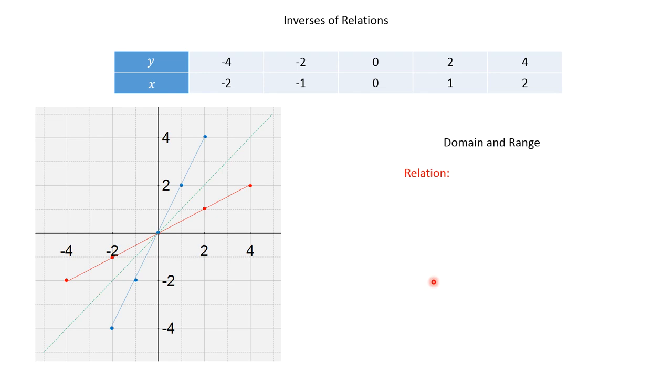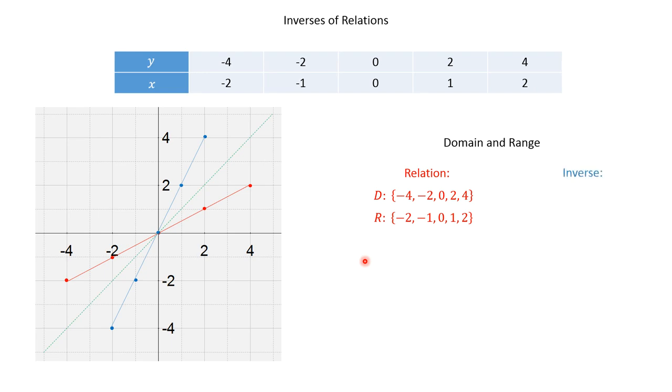If we start out with the original relation, x was on top. It could equal -4, -2, 0, 2, and 4. So the domain is -4, -2, 0, 2, and 4. The range is what could y equal. In the original relation, it was what was on bottom. And so the range is -2, -1, 0, 1, and 2.